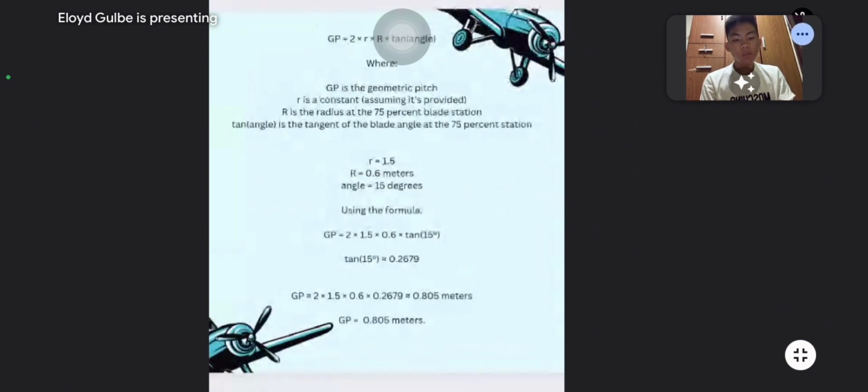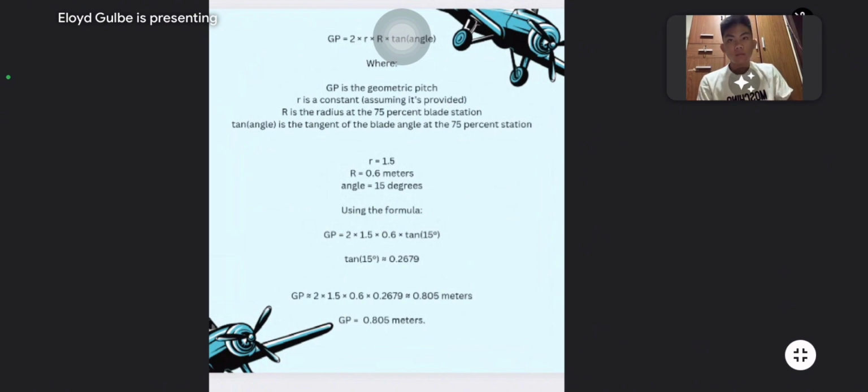GP equals 2 times the constant times the radius times the tangent angle, where GP is geometric pitch, pi is a constant, R is the radius at the 75% blade station. Tangent angle is the tangent of the blade angle at the 75% station. Let's say pi equals 1.5, then the radius equals 0.6 meters, then the angle equals 15 degrees. Using this formula, geometric pitch equals 2 times 1.5 times 0.6 meters times the tangent of 15 degrees.